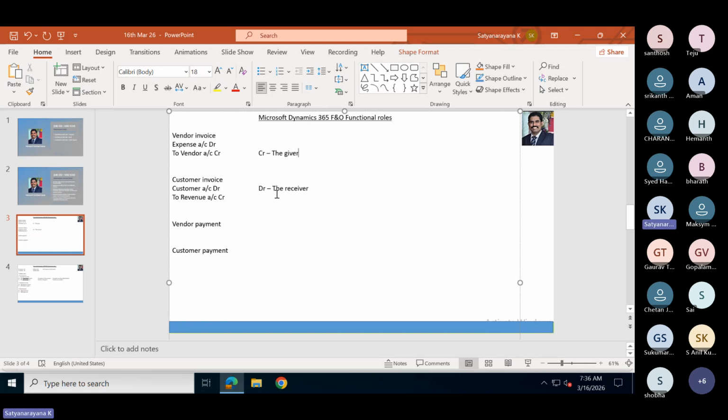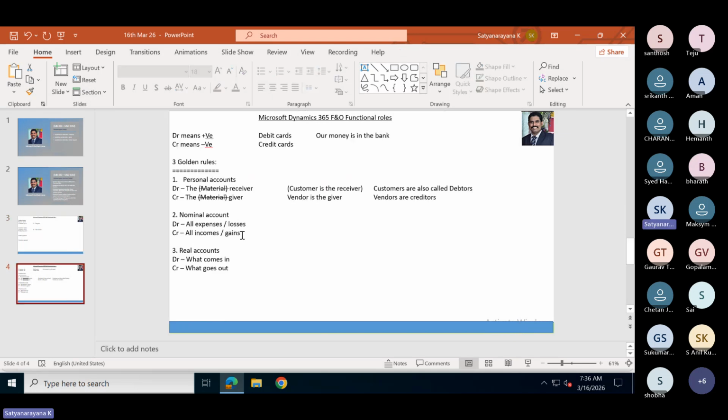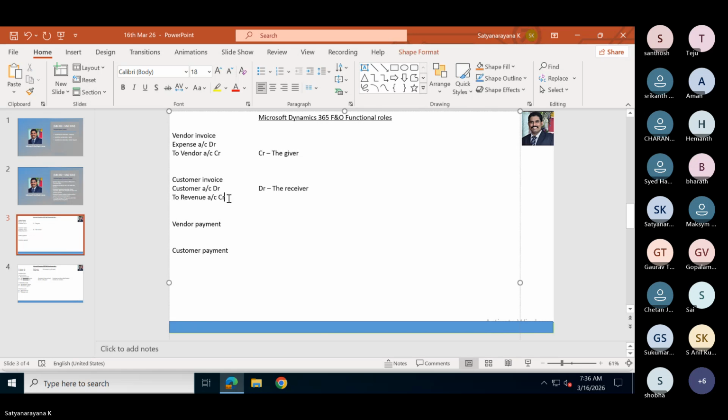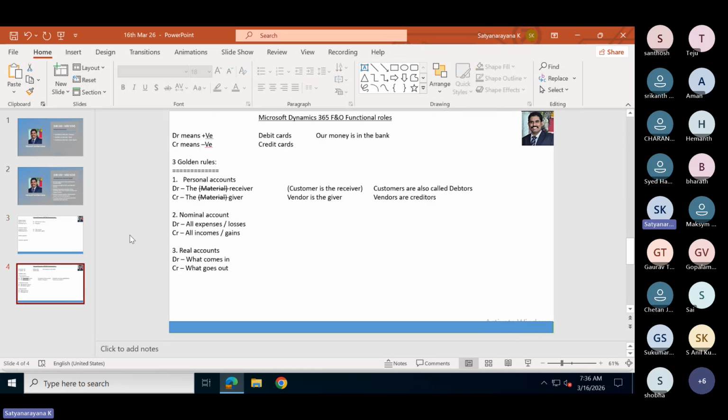Okay. Here debit is there, credit we need to update. The next one: credit all incomes and gains. Debit all expenses and losses. You need to apply your knowledge, this one to this one.